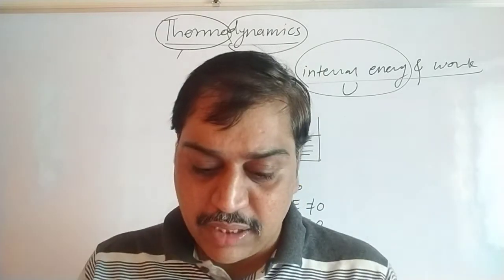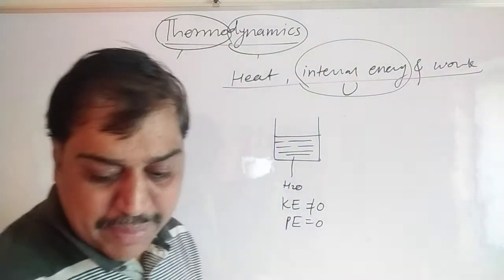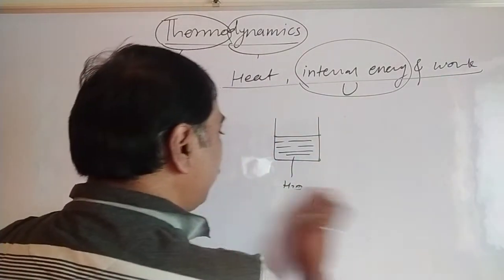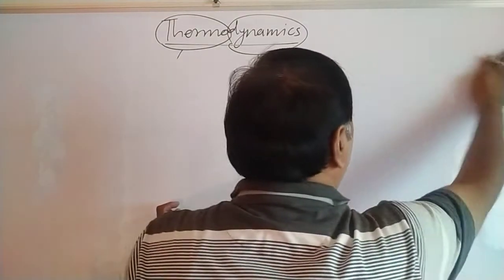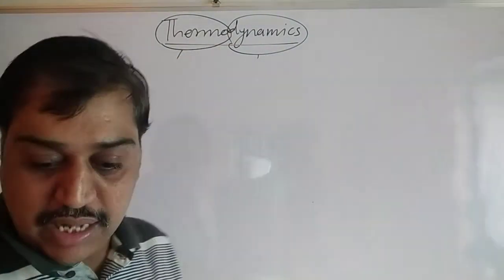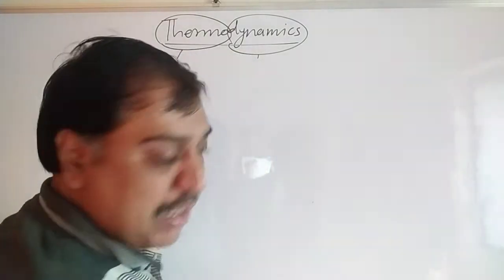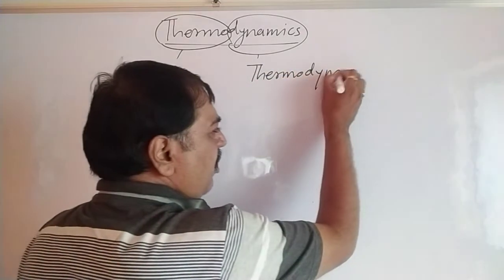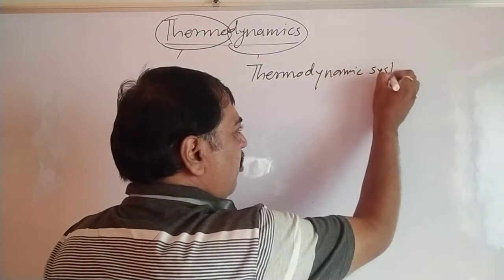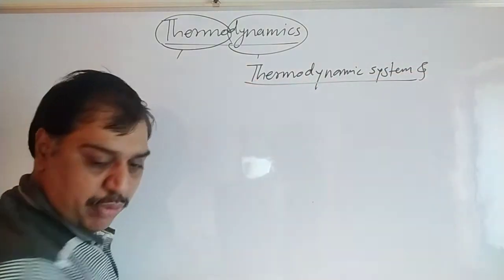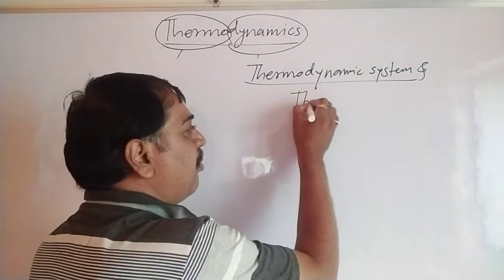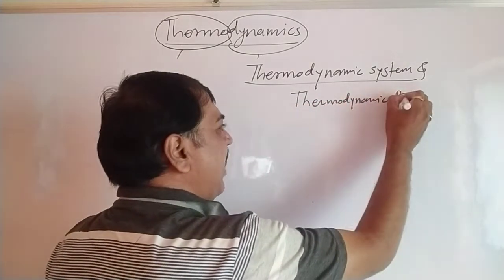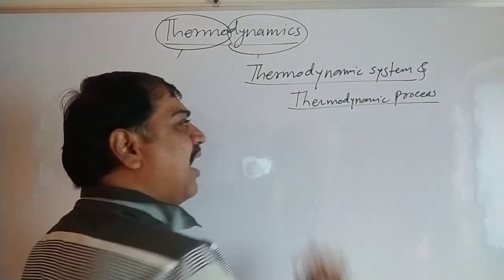Now let's go on to understand the basics. What is a thermodynamic system and a thermodynamic process? Then we will see work later on, in the first law of thermodynamics. Up till now we have seen heat and internal energy. Now we have to see thermodynamic system and thermodynamic process. So what exactly are process and system, that we have to learn.